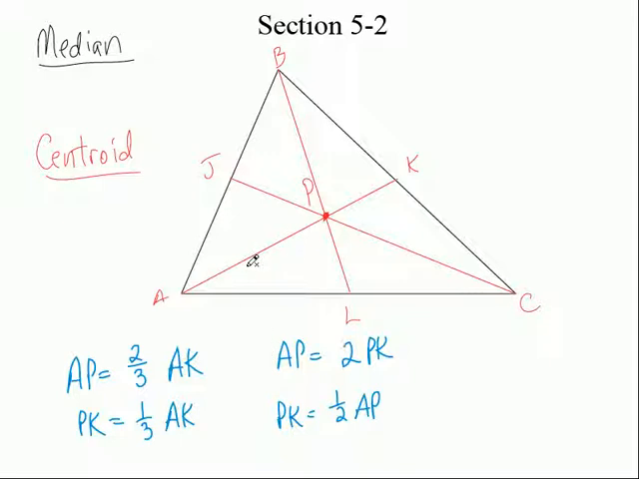So now you can see what kind of questions they're going to ask. It's not going to be real difficult, but I already did one before. Let's do another one. Let's say PK was 3, and I asked you to find AP and AK. Well, AP is the easiest one to find. What would AP be equal to? 6, because it's just double this. And what's the whole thing? 9. So AK would be 9. That's pretty simple stuff, isn't it?